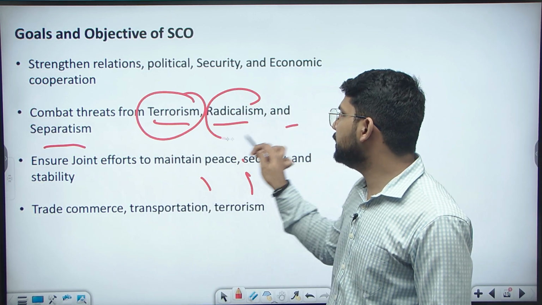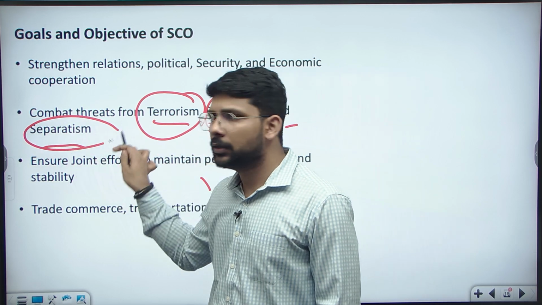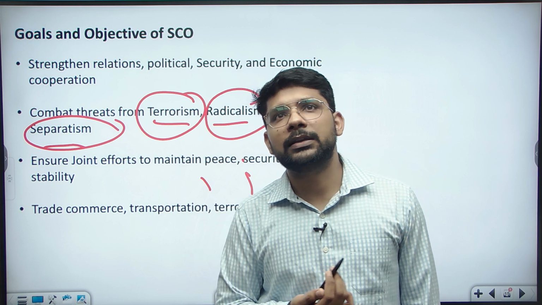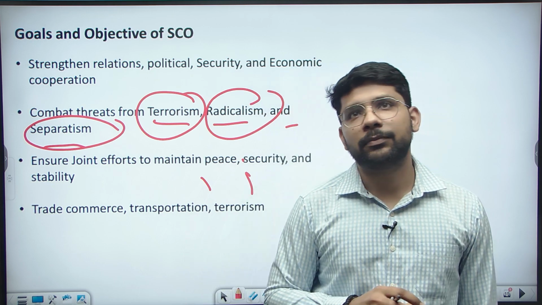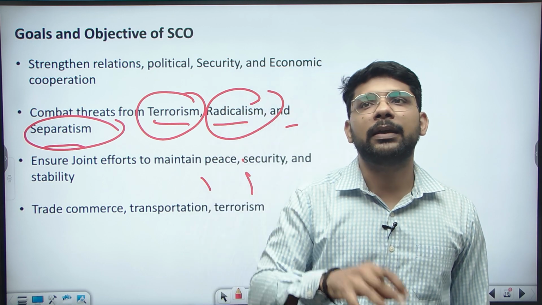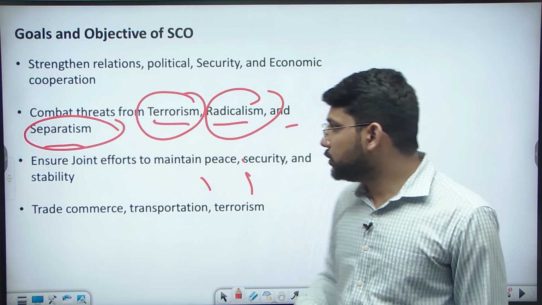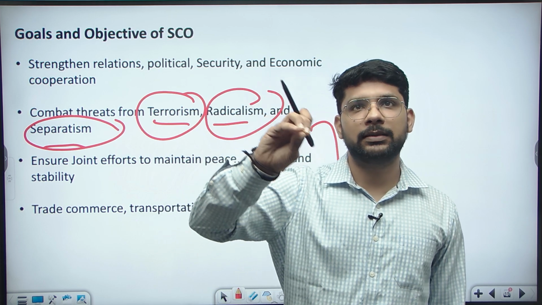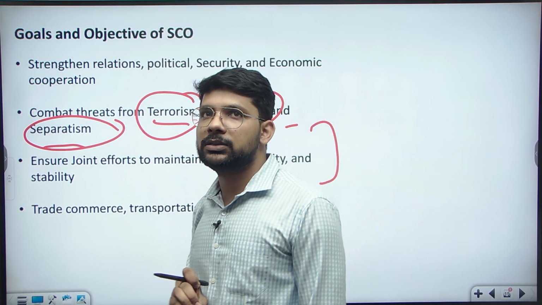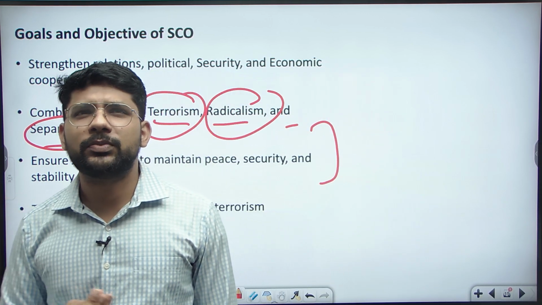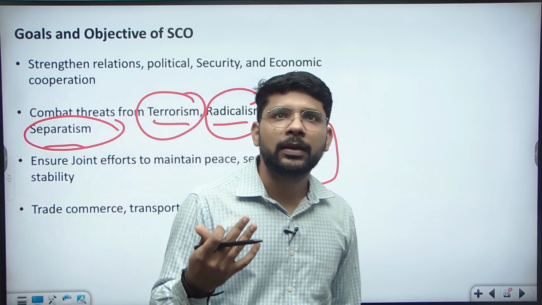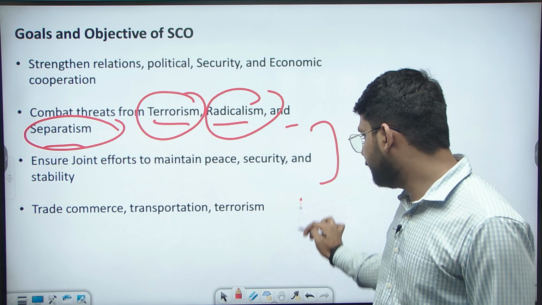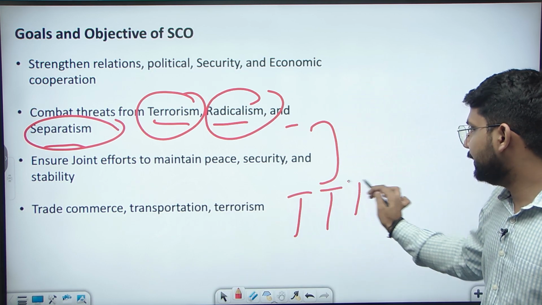If any organization is developed on the basis of these objectives, it means they are focusing on terrorism, regionalism, separatism, economic cooperation, security, and politics. They also ensure joint efforts to maintain peace and security in the region. This is also a common objective of most organizations. Then trade, commerce, transport, and terrorism. All T: trade, transport, and terrorism, the 3 T's.